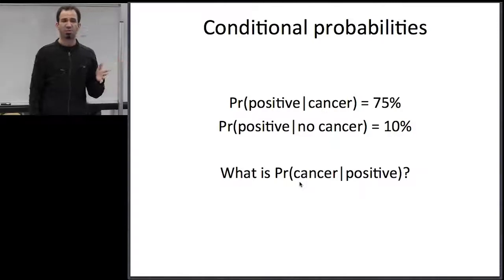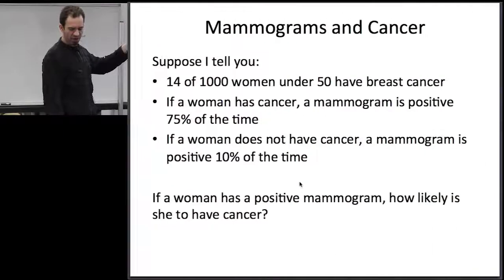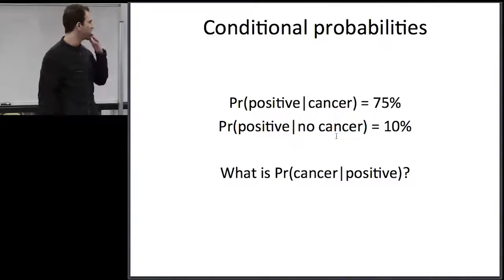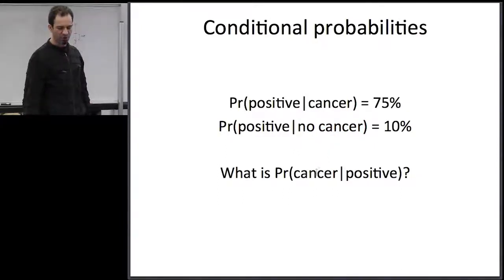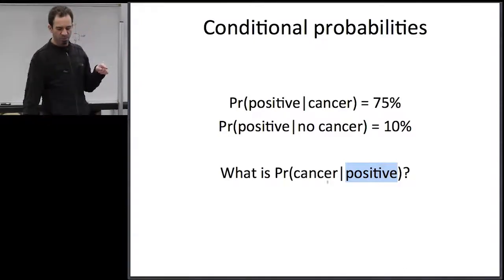But these are conditional probabilities. That vertical line there, read that as "given that" or "if I know." So what I've done here is: if a woman has cancer, the mammogram is positive 75% of the time. Given that she has cancer, the probability that it's positive is 75%. And similarly for the false positives here. But what I want is the reverse. I want to know, does she have cancer given that she's positive? And this is the fundamental insight of conditional probability. This and this are not the same.